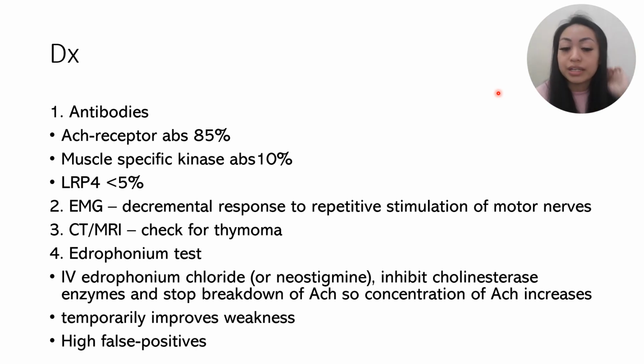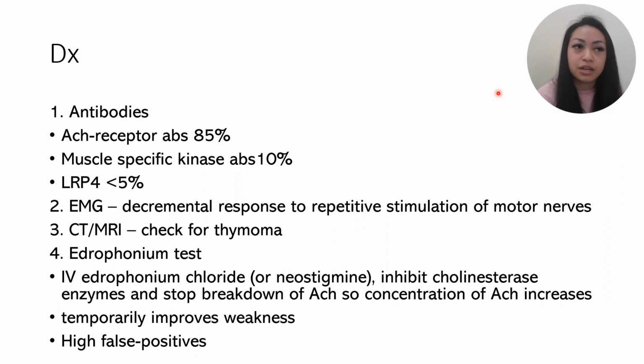And last one, we could do an edrophonium test. So edrophonium is also called neostigmine. So basically, what this does is it inhibits the cholinesterase. Cholinesterase breaks down acetylcholine in the synapse. So if we inhibit the cholinesterase enzymes, then we're going to have a lot more acetylcholine floating about in the synapse, which can stimulate the nicotinic acetylcholine receptors on the postsynaptic membrane and therefore generate more action potentials, leading to muscular contraction. So what neostigmine will do if there is myasthenia gravis present is it will temporarily improve the weakness, okay? But this has high false positives, right?